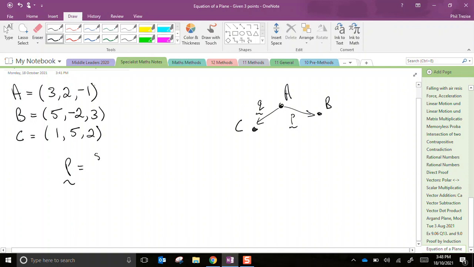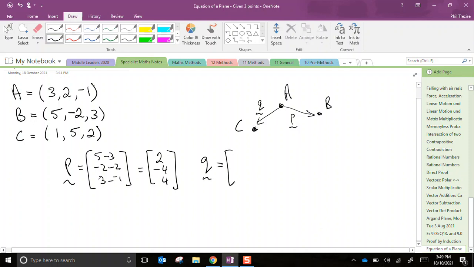So I would have 5 take 3, then negative 2 take 2, then 3 take negative 1, and that's going to give me a vector which is 2, negative 4, 4. Likewise, we will find little vector Q. Q is starting at A going to C, so it'll be C take A. So it'll be 1 take 3, then 5 take 2, then 2 take negative 1, and so this one is going to be negative 2, 3, 3.